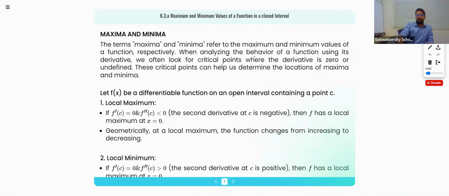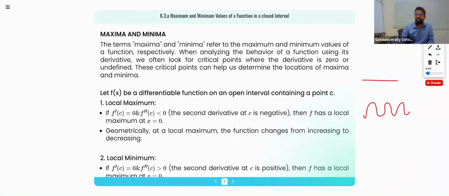When analyzing the behavior of a function using its derivative, we often look for critical points where the derivative is zero or undefined. So when the derivative becomes zero, just imagine the slope is zero, right? Either the function always has the same slope of zero, or it's a varying function like this, right?